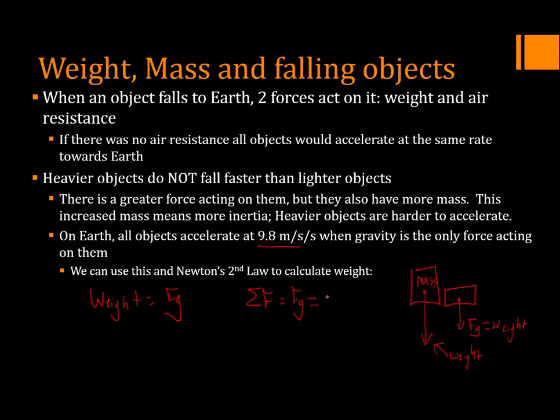And according to Newton's second law, that's mass times acceleration, but that means the force due to gravity is equal to mass times the acceleration due to gravity. That gets its own special little symbol. That symbol is g, and g equals 9.8 meters per second per second. So F equals mg, which means the weight, Fg, the force due to gravity, is equal to mass times 9.8.